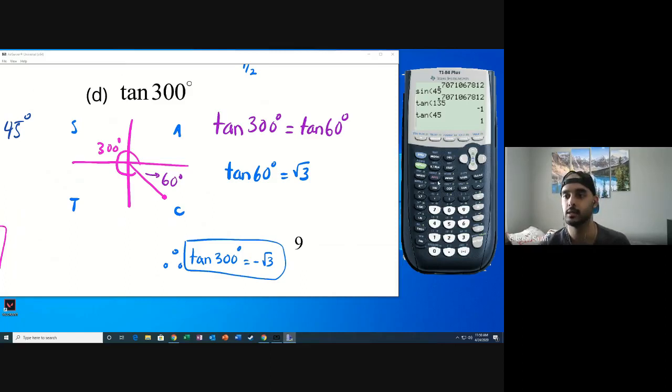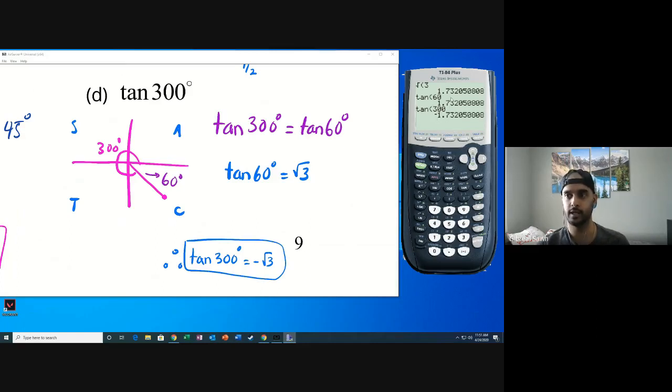Okay, and we can check this also. So we'll clear that out. Root 3 in so we see the decimal. So tan 60. Okay, same thing, because my calculator's thinking it's up in that first quadrant. Everything's positive. So let's check tan 300. Tan 300. Bingo, negative, same value.